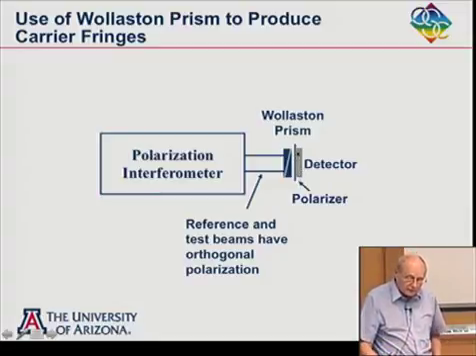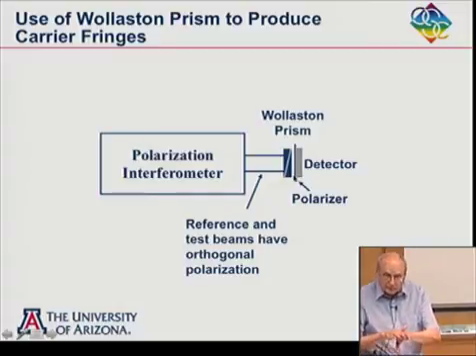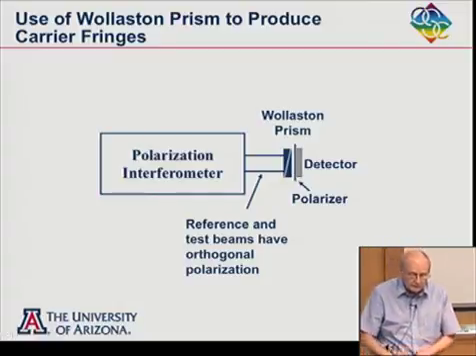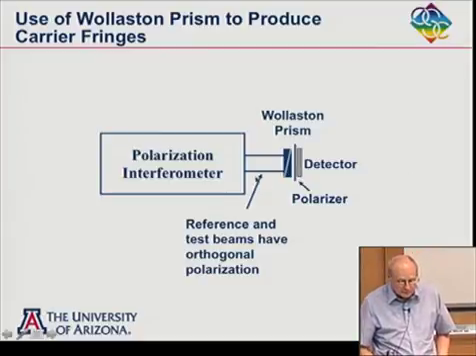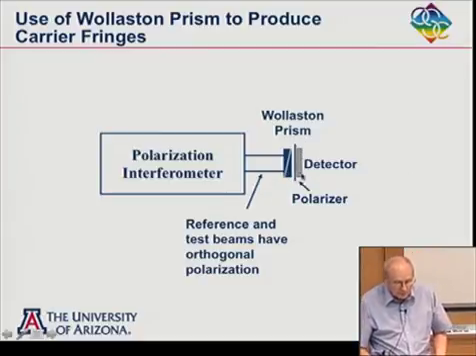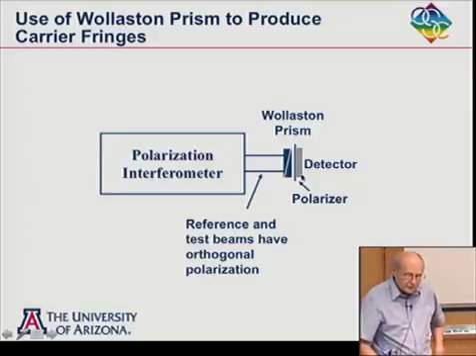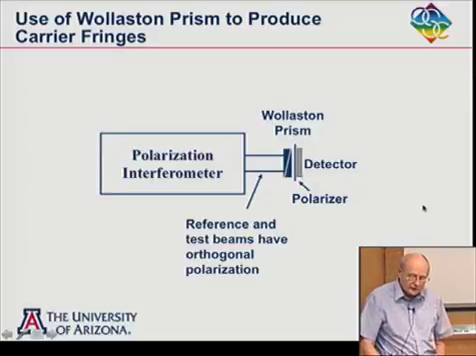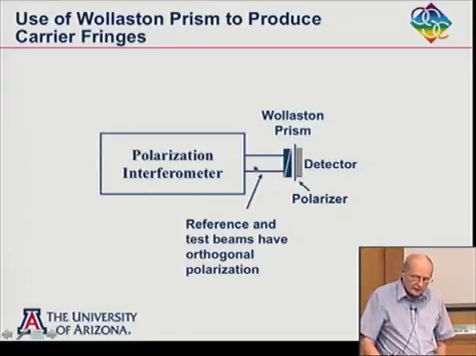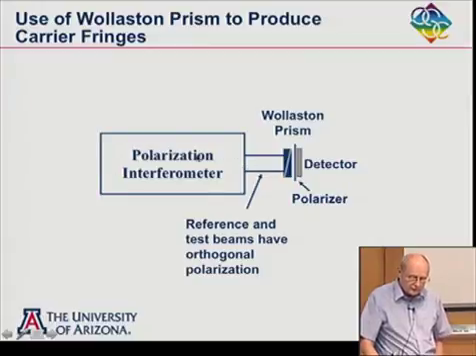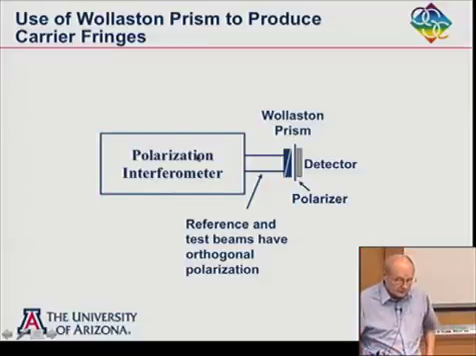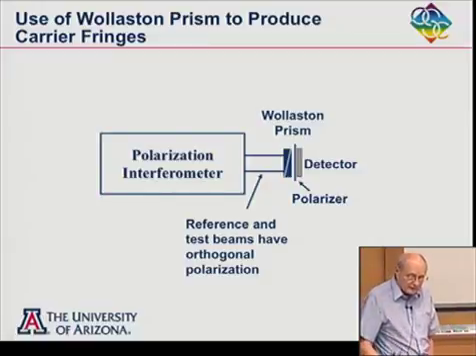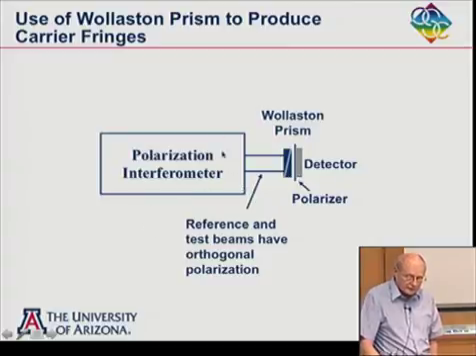And if I now put in a polarizer, I will have the interference of these two beams at some angle to each other. And if I pick the right Wollaston prism here, I can make it so the fringe spacing is just such that we have 4 detectors per fringe. And so the advantage here is that inside the interferometer, the test and reference beams are not tilted with respect to each other. But it does have to be an interferometer where you can have the test and reference beams have orthogonal polarization.